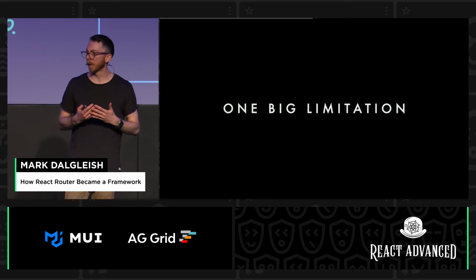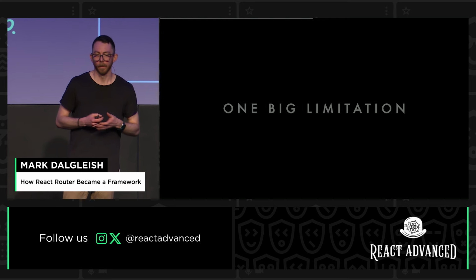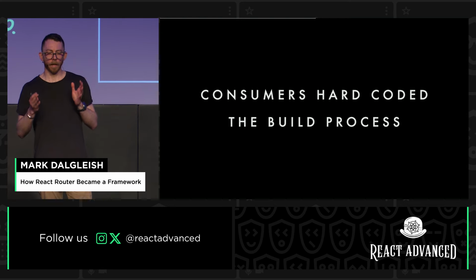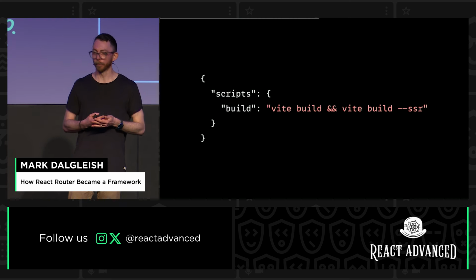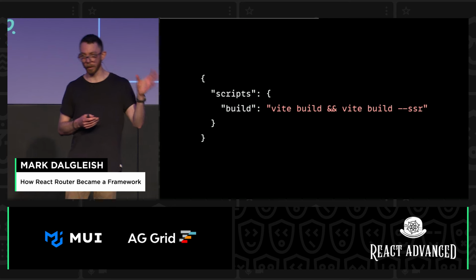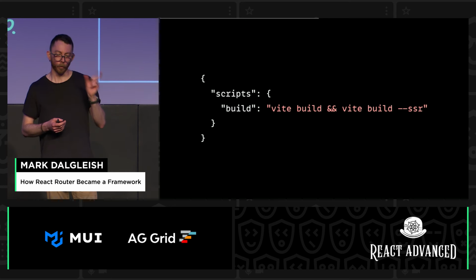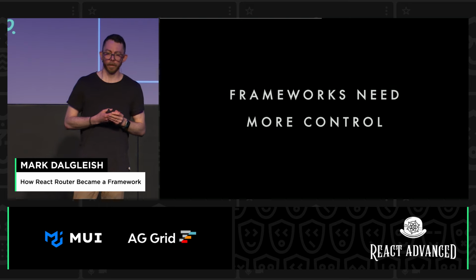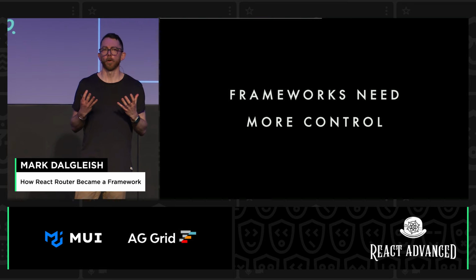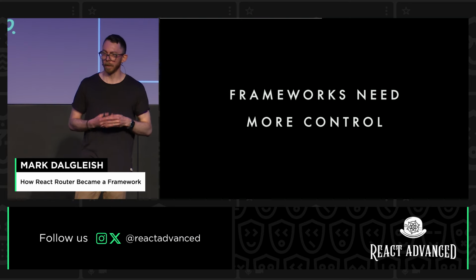But there's one big limitation with this model that we ran into, and that's that consumers had hard-coded the build process into their build scripts. So that meant if you looked at a project built on top of Remix Vite, you'd look at their build script and you'd see that command I showed you before right there in the package.json, vite build and vite build --ssr. But the problem with this is that frameworks need more control. It's not something really that consumers should be owning.